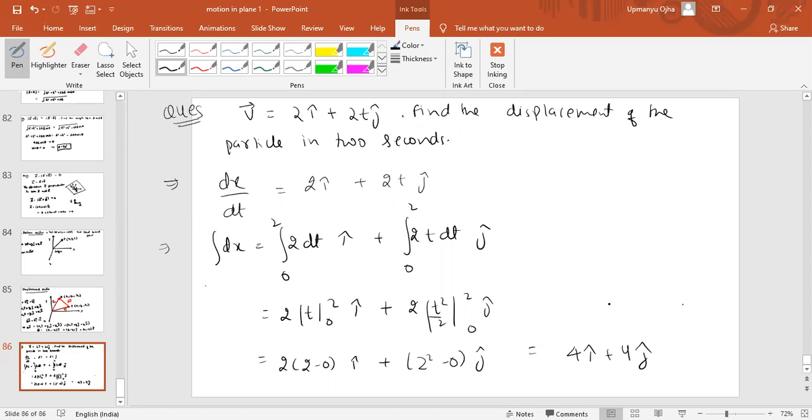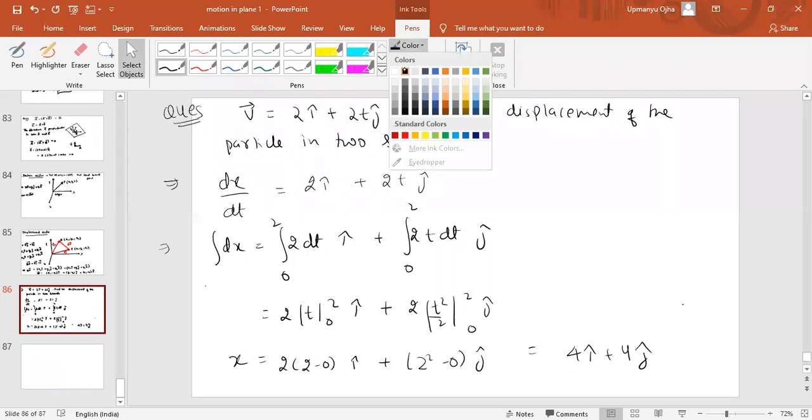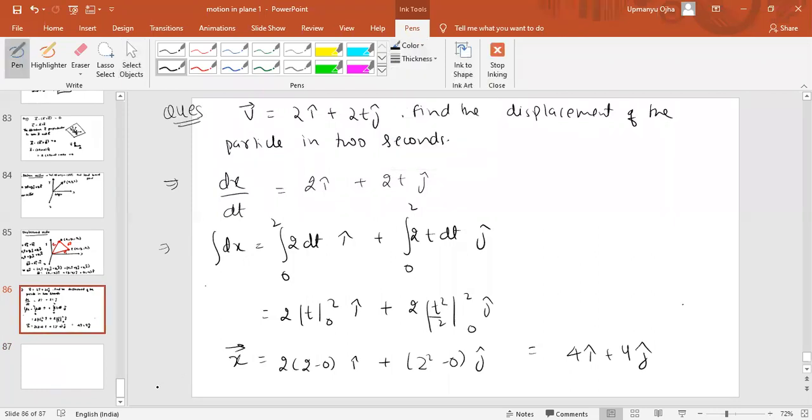4 i cap plus 4 j cap is the displacement here. Okay, now what is the magnitude of displacement? This is in vector form, so we can say this is the displacement vector we are getting here.